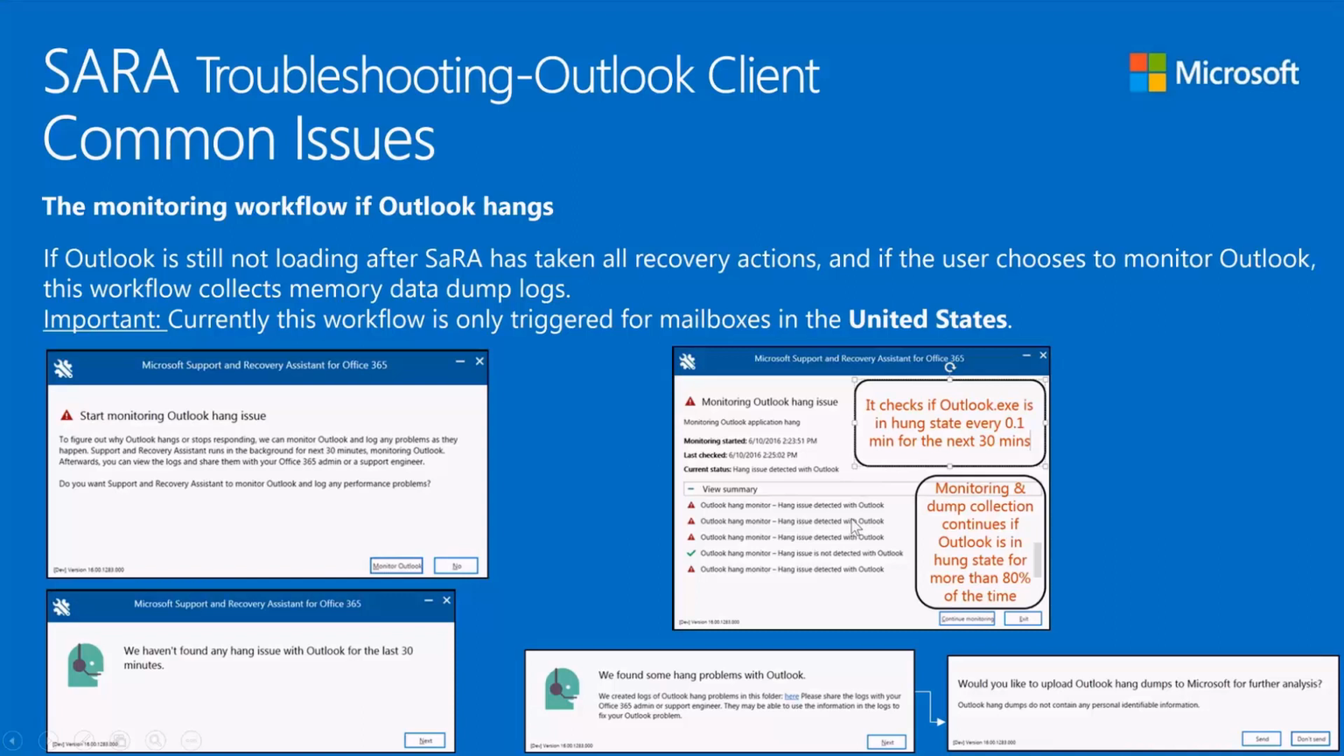In this next screen, if SARA encounters hang issues, it displays this screen indicating what those issues are. SARA monitors Outlook in the background for 30 minutes and it displays this message. And when it finds some problems, it displays this next message here and points the user to the logs on the user's local machine and offers to send those logs to Microsoft for us to analyze.